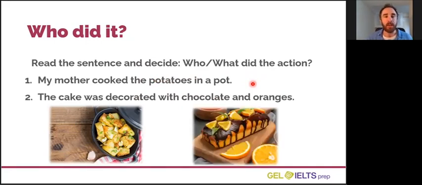Number two, the cake was decorated with chocolate and oranges. Who did this action, decorated? Was it me, my mother, the cake, or we don't know? Look at the next question below this video and choose the correct option.